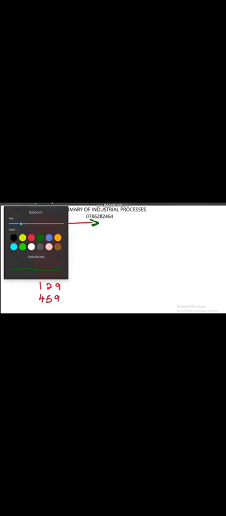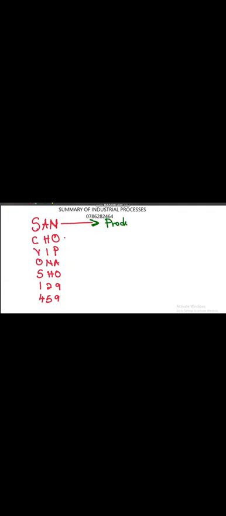This first part is for products. The second part here is for processes. And the third part is for catalysts.